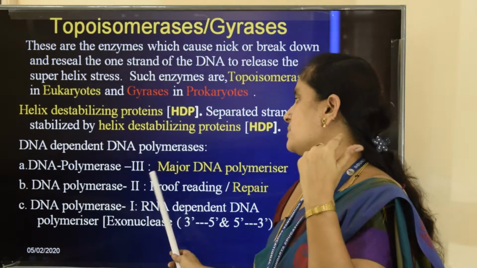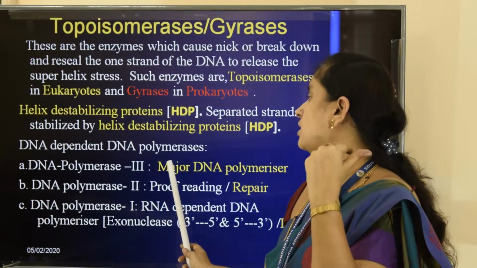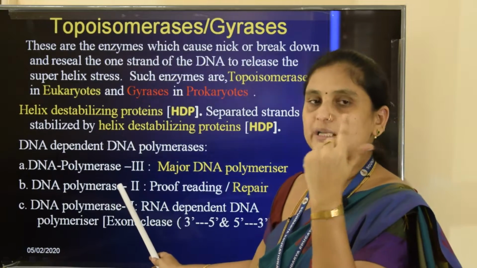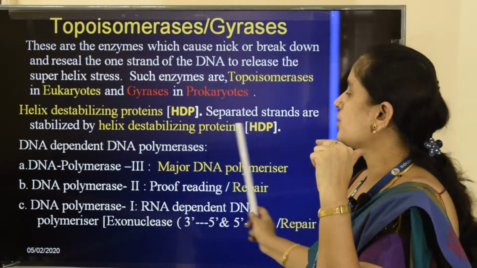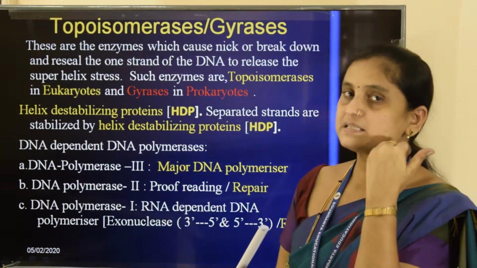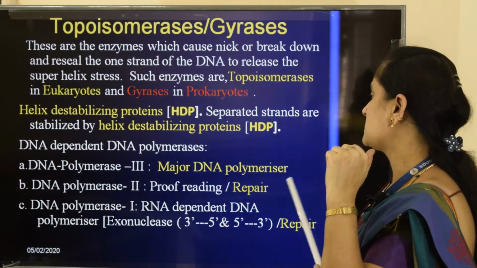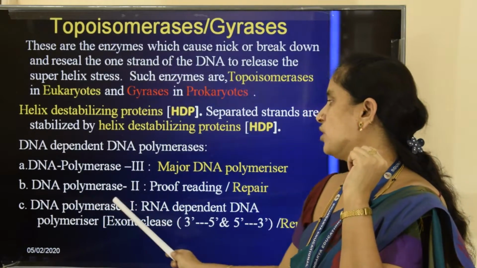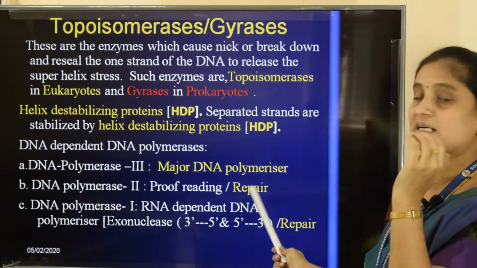For a 1 mark question, it may be asked: name the major DNA dependent polymerase. It is the DNA polymerase 3 enzyme. This is the one enzyme which is going to be involved in the entire DNA replication, so it is considered the major DNA polymerase. Then the next enzyme is DNA polymerase 2, which I have mentioned as a proofreading or repair enzyme.